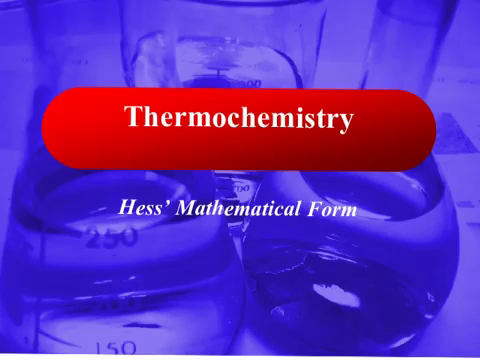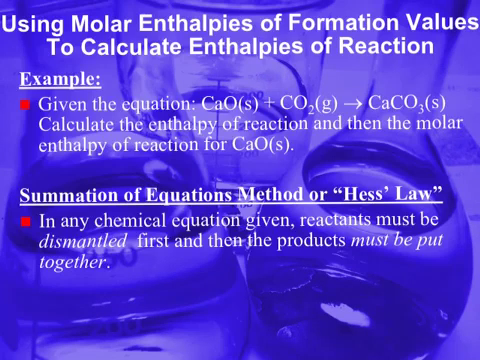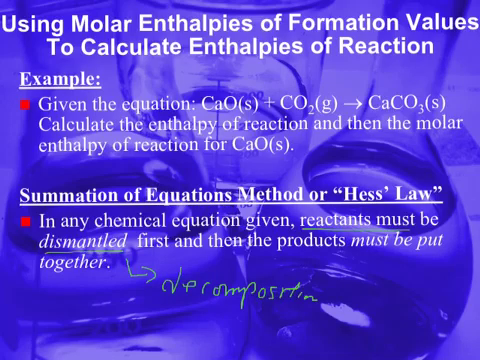In this video, we will talk about how we can use Hess's law to determine the enthalpy of any reaction using the reactants and the products' enthalpy of formation. This method is based on the concept that in any chemical equation, the reactants must firstly be dismantled into their elements. That is, it is a decomposition reaction. However, the products must then be put back together. This will be a formation reaction.